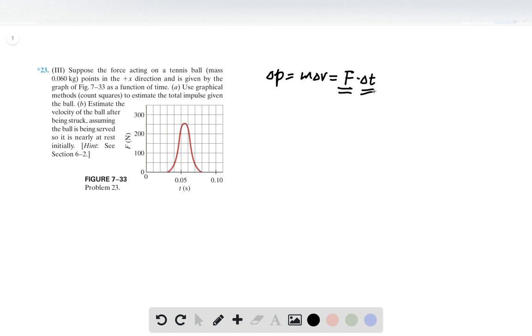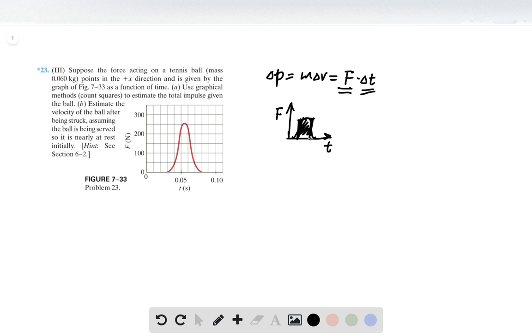Now we have this graph with the x-axis as T and the y-axis as F. If there is an area here, how do we calculate it, if it's a square? The area of the square is also F times T. So by counting the area in this F-T graph, the area will give us the momentum, because both of them are a multiplication of F and delta T. So that's what we're trying to do here.